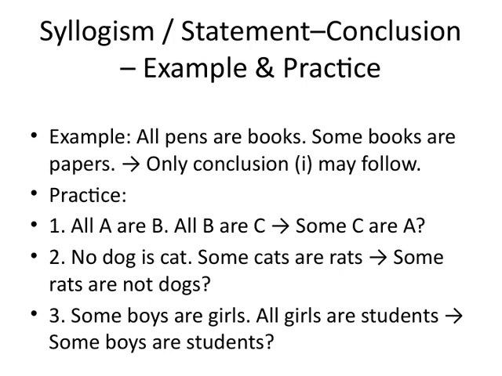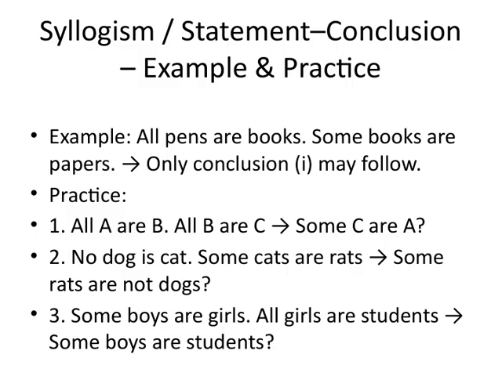On this slide, we'll explore the structure of logical reasoning through an example and some practice questions. First, the example says, all pens are books, some books are papers. From these, only conclusion I may follow. This highlights how we analyze the relationships between different statements to determine what conclusions are valid.